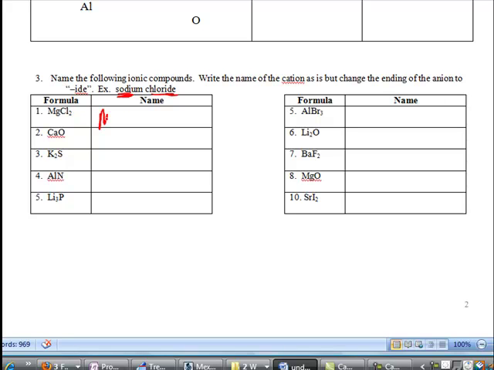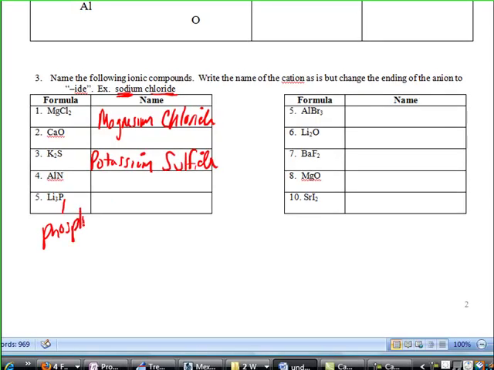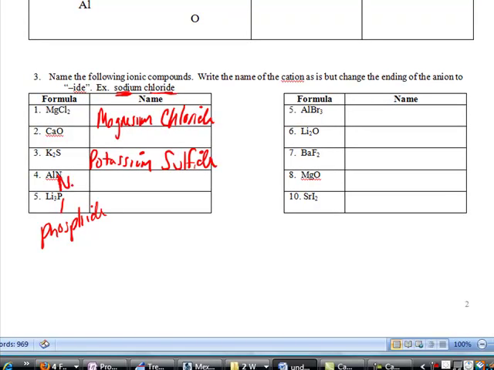So this one would be magnesium chloride. Skipping around a little here. This is potassium. And then sulfur gets changed to sulfide. Lithium and phosphorus, I'll just give you a heads up. Phosphide. This is nitride. Nitrogen gets changed to nitride. So it's always an "ide" ending on the second word. First word's just your metal, say it like normal. Iodine gets changed to iodide.